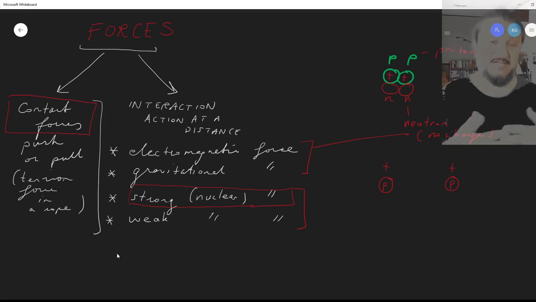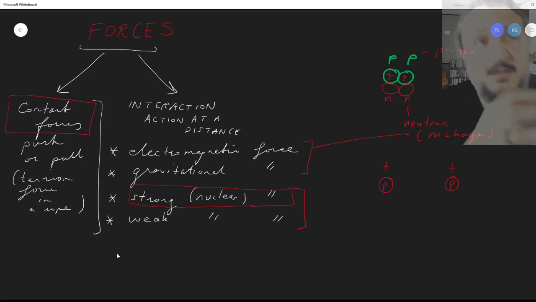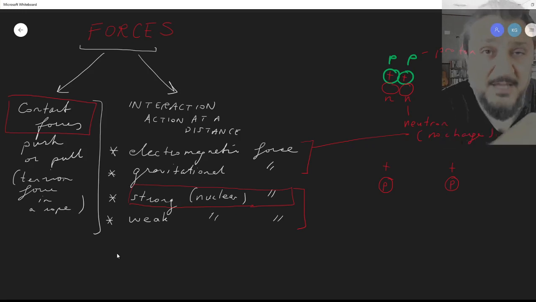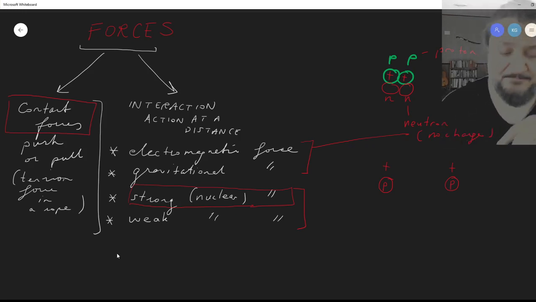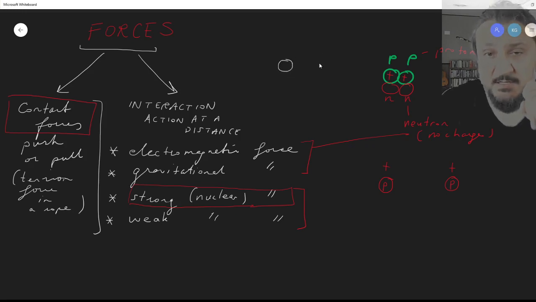In order to understand it better, you have to know what's inside a proton, okay? Now, without digressing too much, keep in mind that a proton is not the smallest particle you can imagine. Actually, a proton is made of three small particles, which we call quarks.